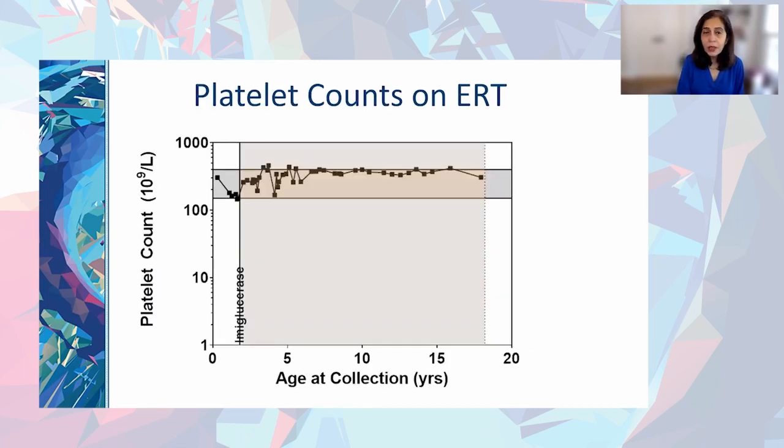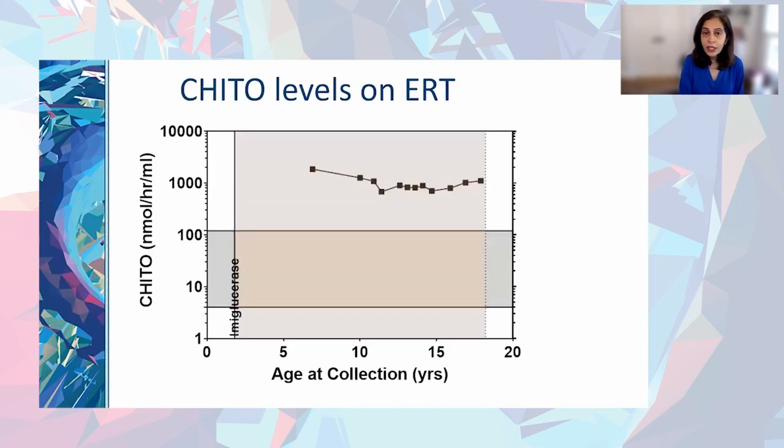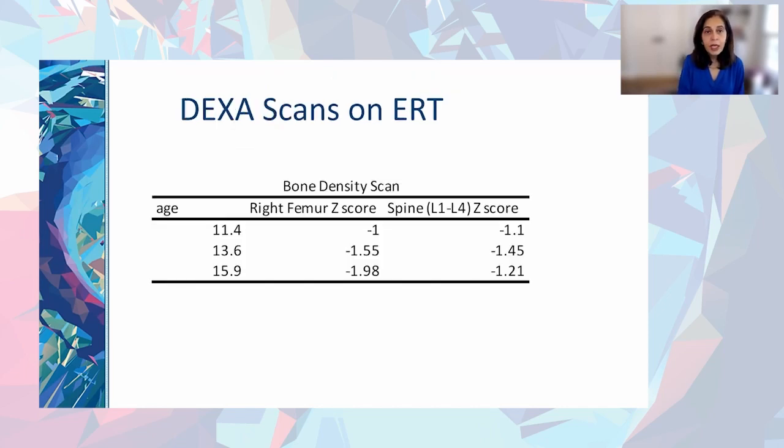These are the platelet counts. As you can see, he's in the normal range. And then you can see his chitotriosidase levels are increased, but they're kind of holding steady, but they are not yet in the normal range, which you would have seen lower in what's in the light brown box. And DEXA scans on this patient, as you can see, continues to show that he has osteopenia as measured by his Z-scores on both the spine as well as on the femur.